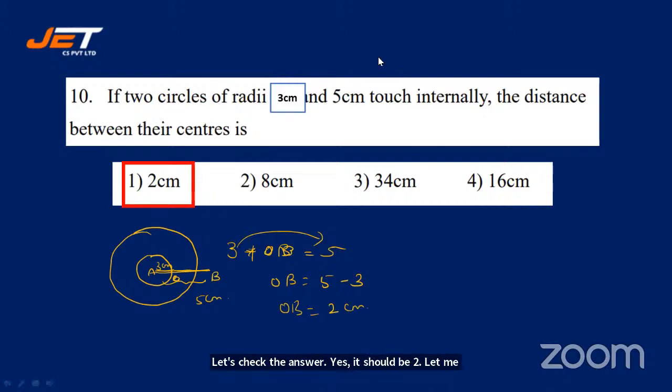Let me see how many are giving me option 1. Yes, I don't have to read the names at all. Almost all are giving me option 1 as a correct answer. Perfect. See the next question.